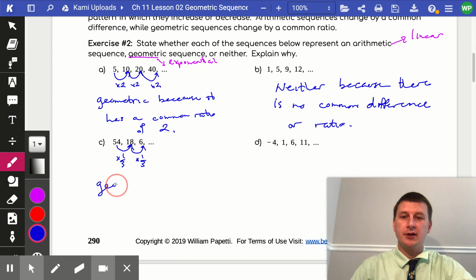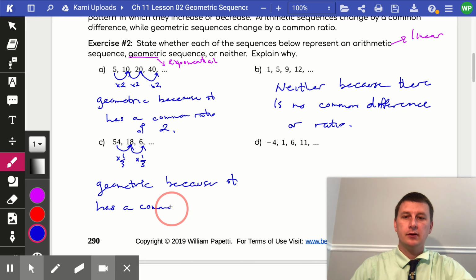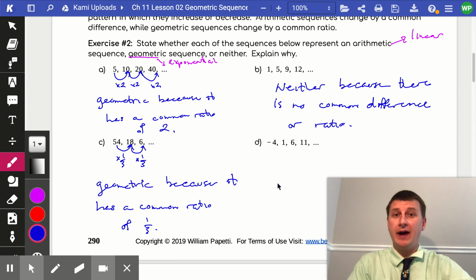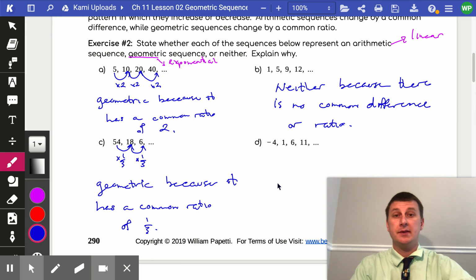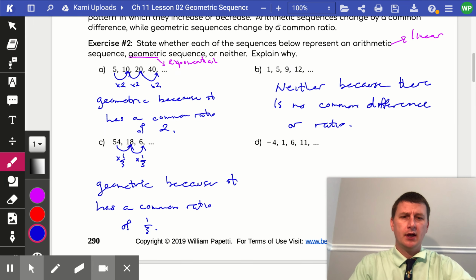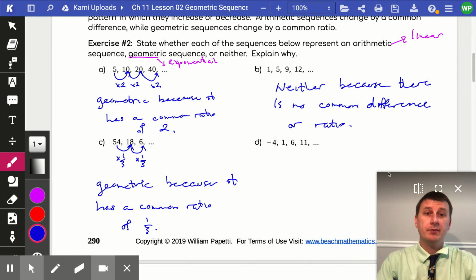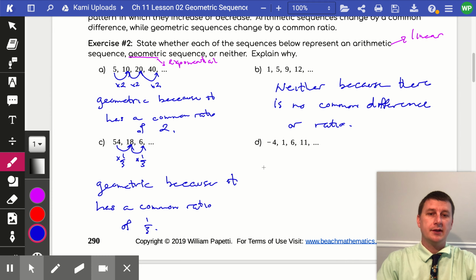So this is a geometric sequence because it has a common ratio of 1/3. And yes, it is tempting to say because it is dividing by 3 over and over. But again, we want to focus on adding or multiplying, not subtracting or dividing. And finally, for the last part, if you need an extra second to catch up on that one, pause the video. If not, let's go right into it.